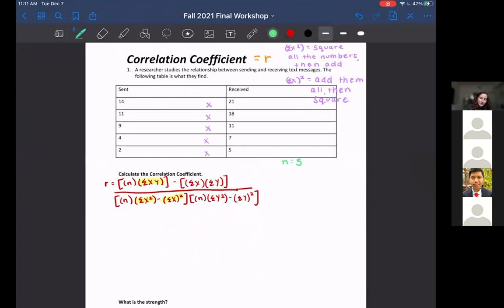Okay. So then let's do the sum of X times Y. I'm just going to put all the numbers on this side right here, and then we'll plug it all into the equation once we get them all. So the sum of X times Y. Like I said, we do 14 times 21, 11 times 18, 9 times 11, and so on. Can anyone plug that into their calculator and tell me what they get?